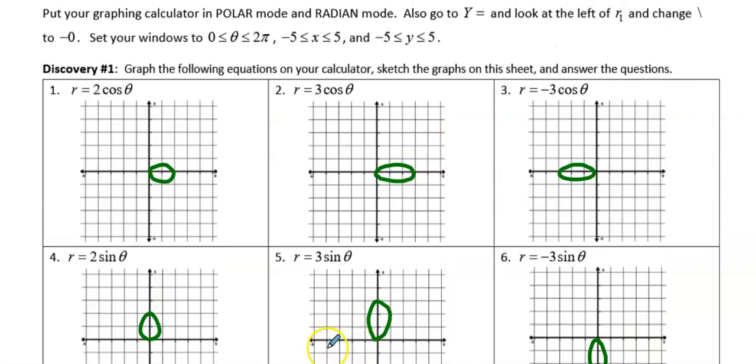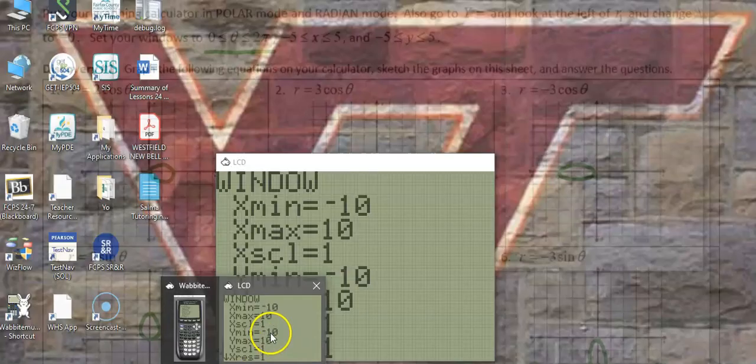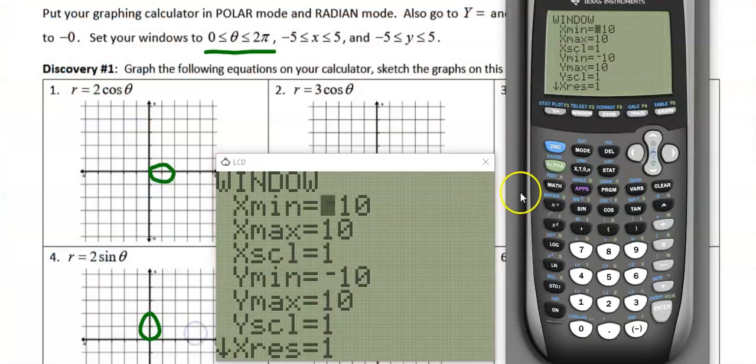So what we want to talk about now is behaviors. What's going on when we look at this from 0 to 2 pi? We're going to use our calculator to help us out with this. First thing we're going to do is make sure our calculator is set up. I have it on the screen for us here.